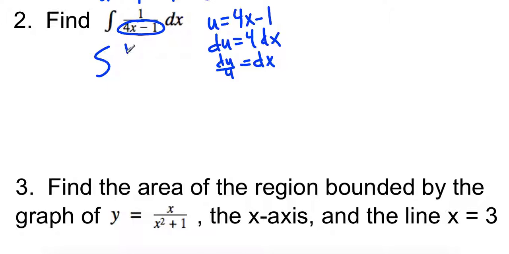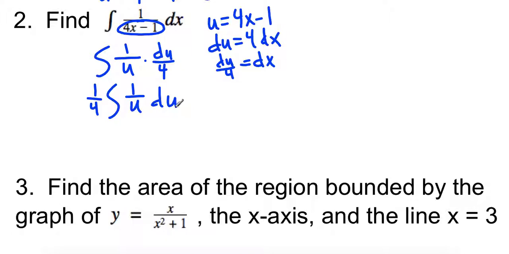So this will give us 1 over u times du over 4. We'll pull out that 1/4, so we have 1/4 antiderivative 1 over u du. And when you integrate that, you get 1/4 natural log absolute value of u plus c, and then we plug back in.